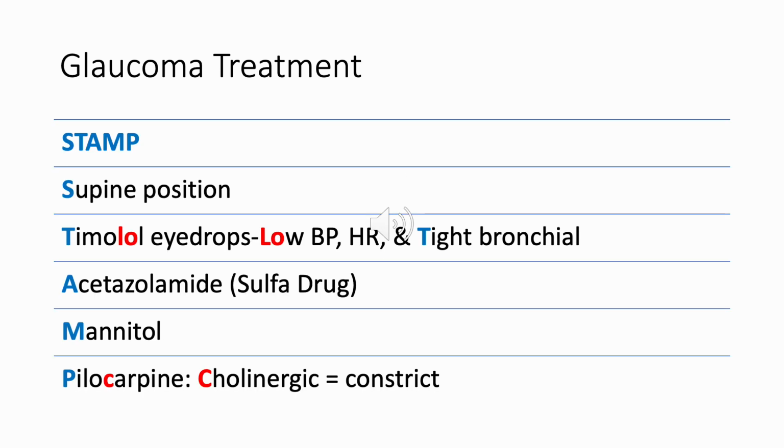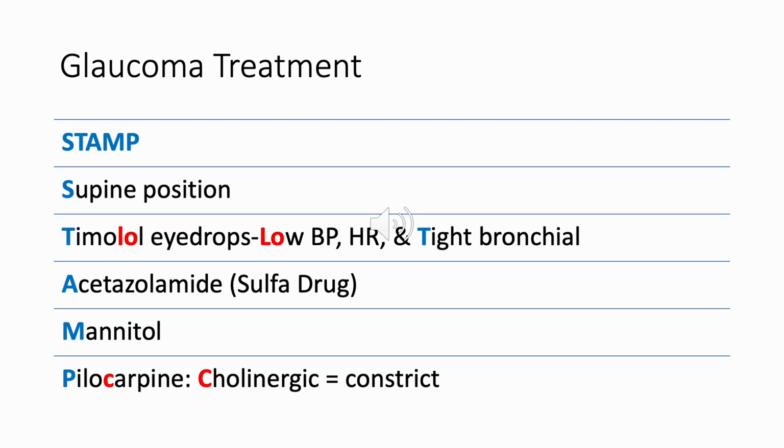Okay, so the treatment for glaucoma, you can remember from the mnemonic STAMP. So put the patient in a supine position. They may be prescribed an eye drop called timolol, which you probably know by now is a beta blocker eye drop. Eye drops can be absorbed systemically. So that might result in low BP and heart rate, so you would monitor for that. Also, you would worry about people with asthma or COPD, that they might suffer from bronchoconstriction from the beta blockers. Okay.